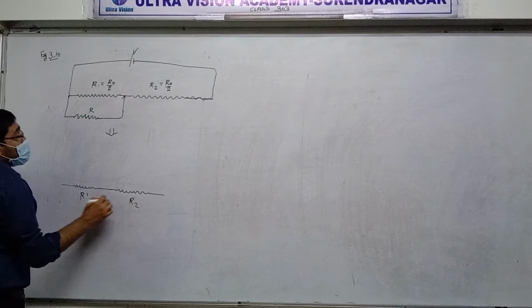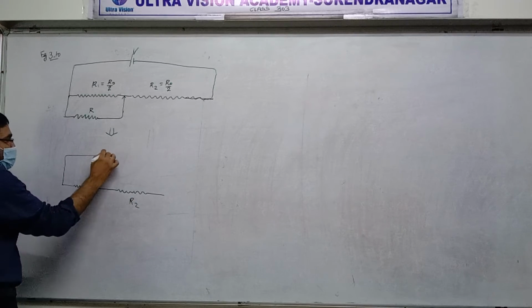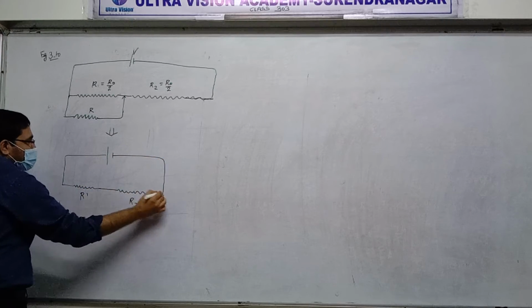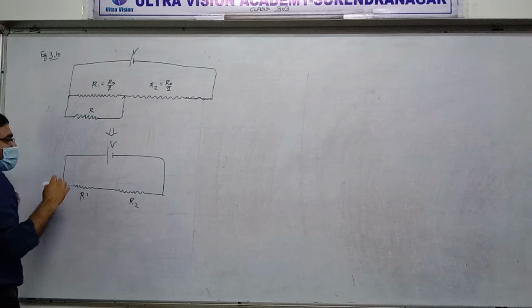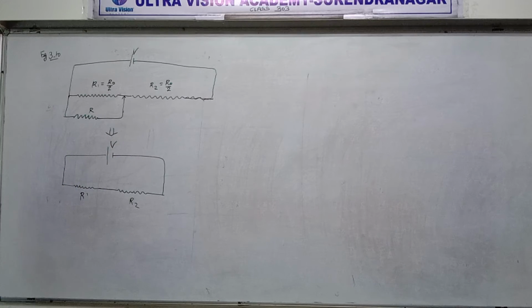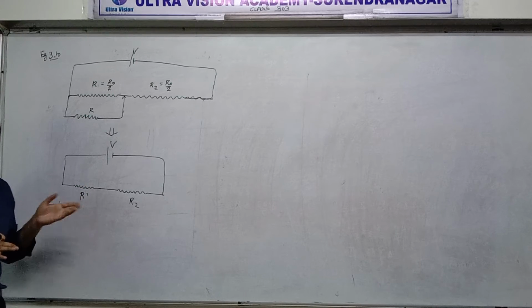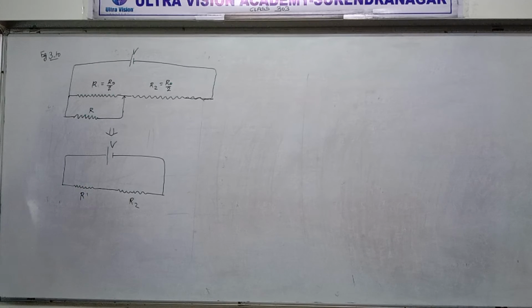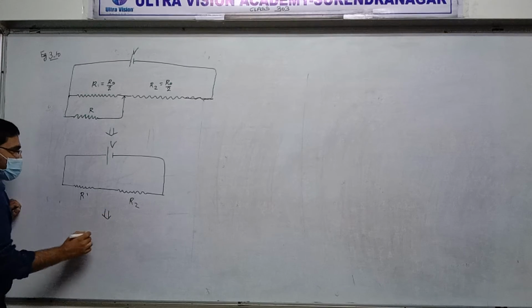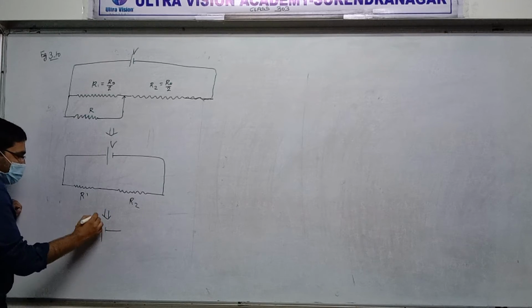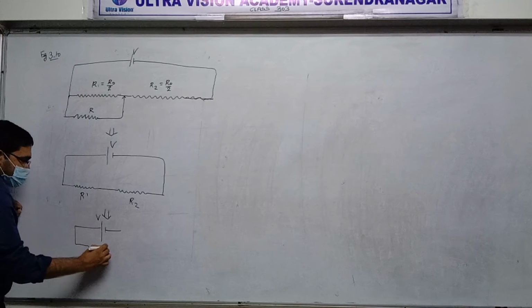To be very frank, this is an exercise in algebra, nothing else. The question is only whether you know how to divide and multiply with symbols. This is fine. Now what happens next? These two are in series. So simplify and you get R equivalent, with V and R equivalent.